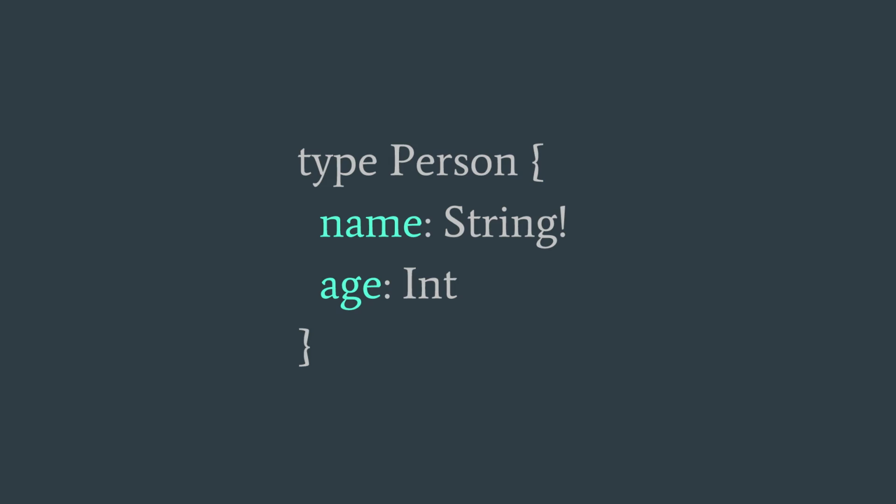Now with this, you actually specify the data types or the type for each field. So for example, name is a string, age is an int, and now you'll notice on the string I have a bang sign or an exclamation mark. That means it's a required field. So I have to have a name, but age could be null, for example.